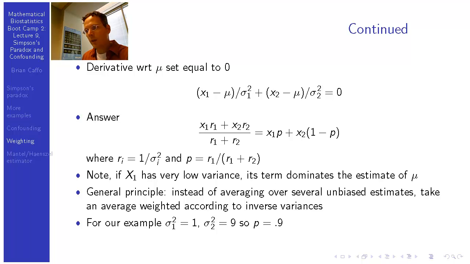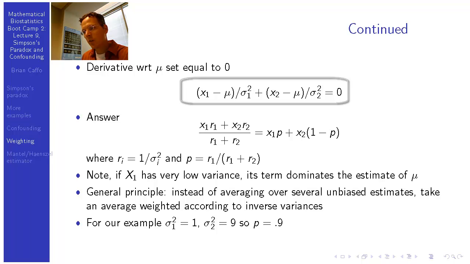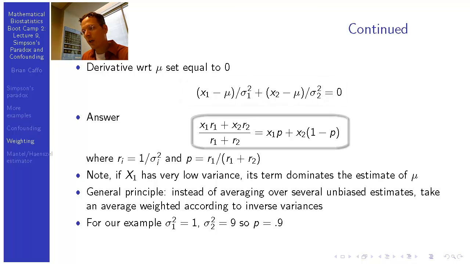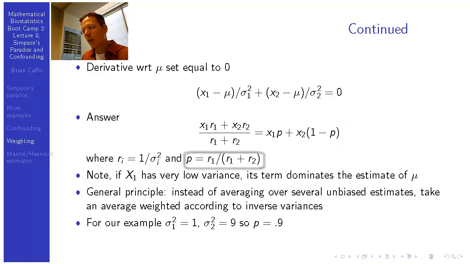Okay, and let's solve for a maximum likelihood estimate. The easiest way to do that right now would be to take the derivative, set the derivative equal to 0, and you get this answer: x1 times r1 plus x2 times r2, divided by r1 plus r2. In other words, x1 times p plus x2 times 1 minus p, where p is r1 over r1 plus r2, and 1 minus p is r2 over r1 plus r2. And then in this case, ri is 1 over sigma squared sub i, and p is, of course, r1 divided by r1 plus r2.